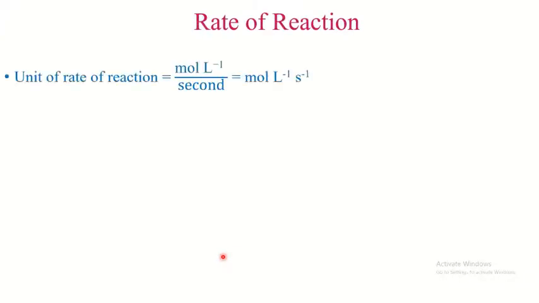Now, unit of rate of reaction. Rate of reaction is the change of concentration of product or reactant with time. So, the unit will be concentration divided by time. The unit of concentration is mole per liter and it will be divided by second. So, the unit of rate of reaction is mole per liter per second, that is mole liter inverse second inverse. This is the unit of rate of reaction.